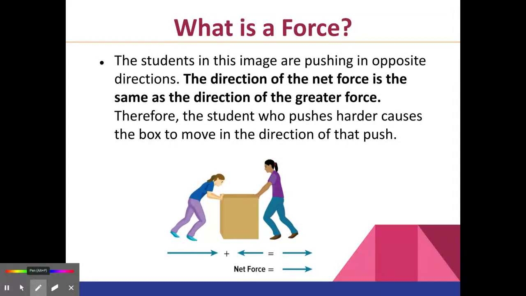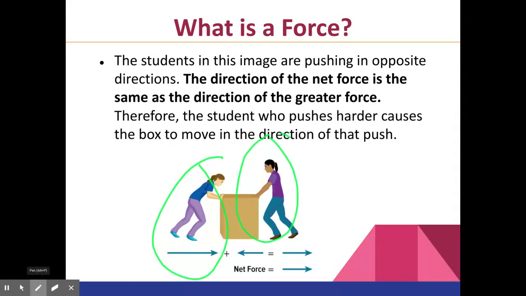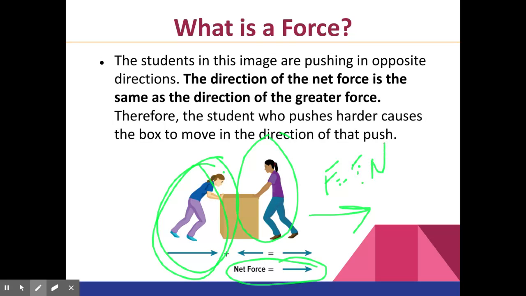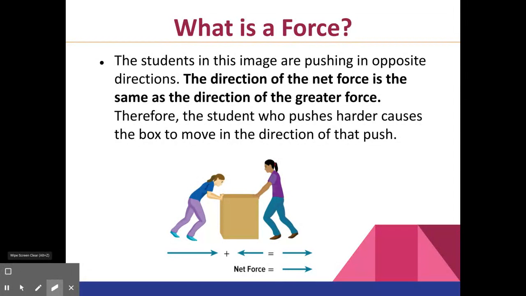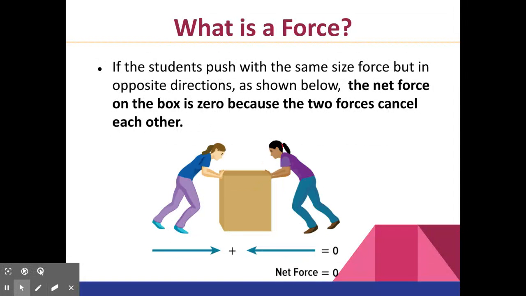Therefore, the student who pushes harder causes the box to move in the direction of that push. So this lady right here is pushing with a greater force than this lady, and so the net force is going to be greater in the direction that this lady is pushing it. So our net force would be in this direction with however many newtons are left over.